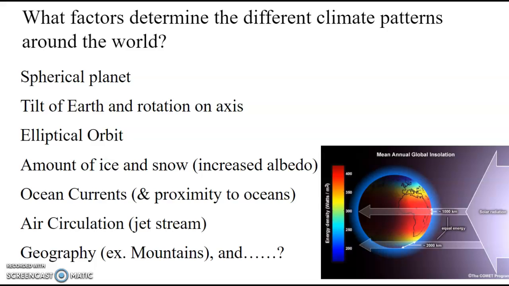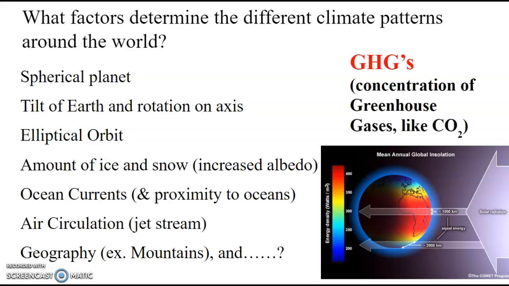And air circulation would be jet streams. So you probably heard of the jet stream for sure in earth science. Air circulation patterns also have an effect on climates of different areas, carrying moisture or not. Local geography can make a difference, whether there are mountains or not. Depending on what side of the mountain you are, you might have a rain shadow effect, where one side of the mountain is wet, one side is dry.